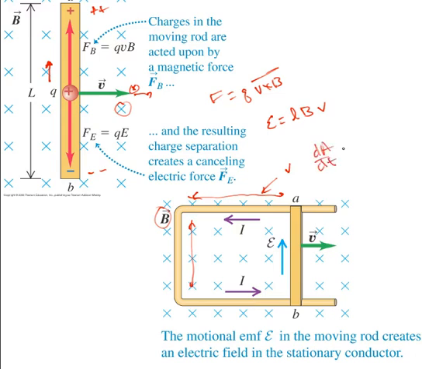So the time rate of change in the area is just going to be, I guess I should give this some name, let me call this L, L times the change in that horizontal dimension. So the corresponding flux then is going to be LVB, and the time rate of change in that flux, just as before, is equal to the EMF.